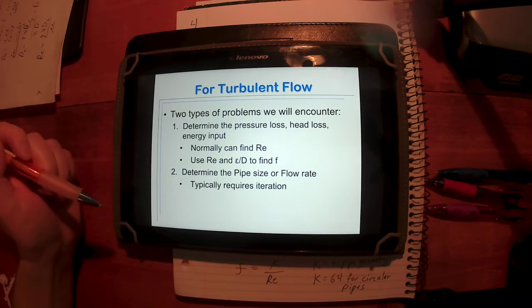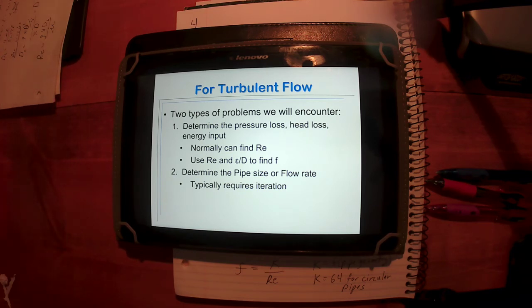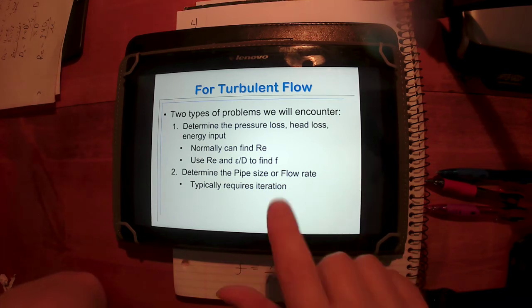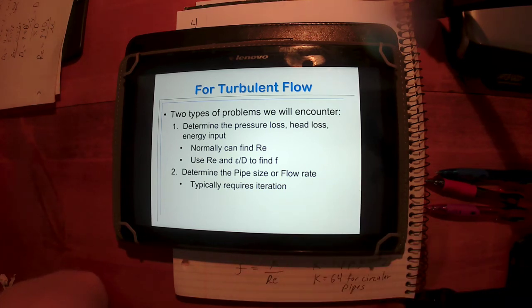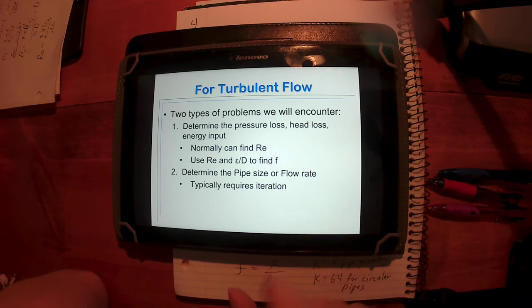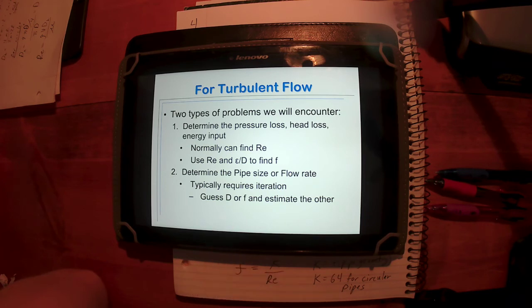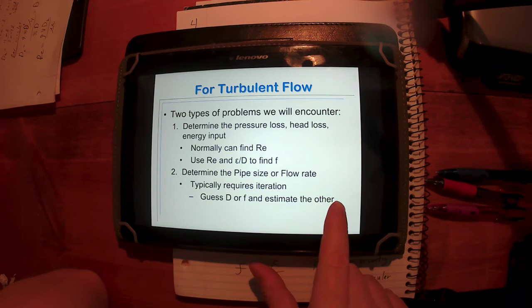You're going to have to guess and check. You have to guess a diameter, check and see if that diameter fits. If it doesn't, you'll get a better guess for the diameter and repeat. Same thing with the flow rate. Guess the flow rate, calculate what the flow rate should be based on that guess, and then repeat. We're going to work some problems in the next few class periods on how to do that. Okay? But yeah, we're going to guess diameter and or the f value to estimate the other. All right.